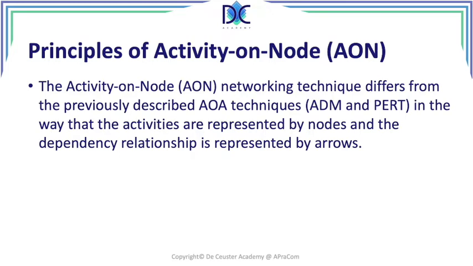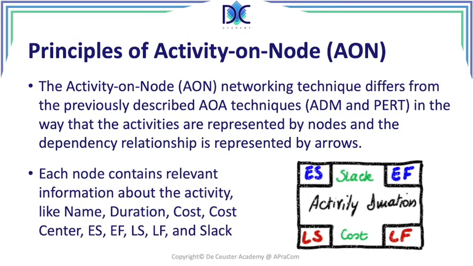In the previous method, in the AOA, we had the arrow as a representation for the activity, and we had event nodes between which those activities happened. Now, in the AON, we have a node, and that node is typically represented as a rectangle, can also be like a circle, and it contains the basic information about the activity. We have the activity name, the duration, the cost or the cost center, the early start, early finish, late start, late finish of the activity, and the slack. So all these elements are combined on this node.